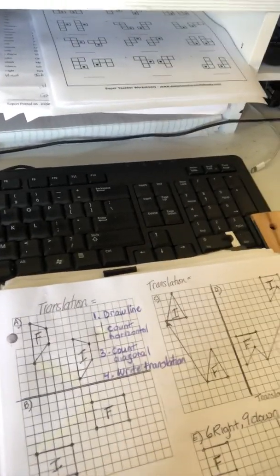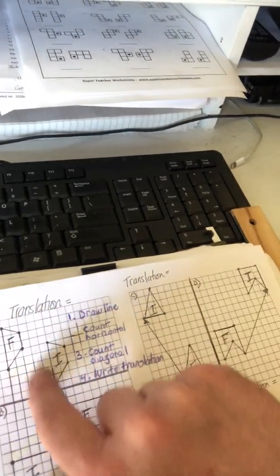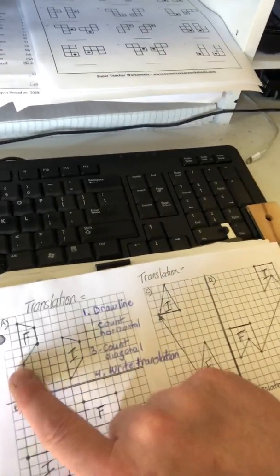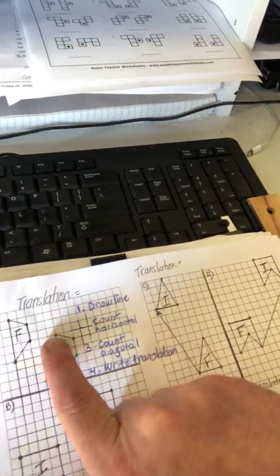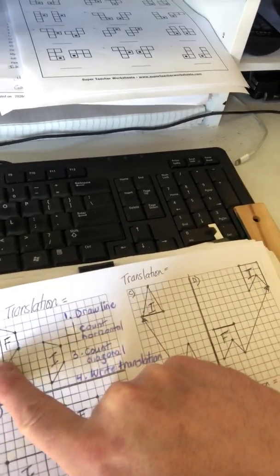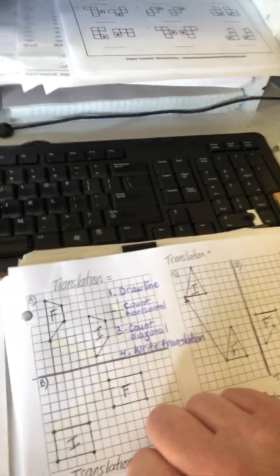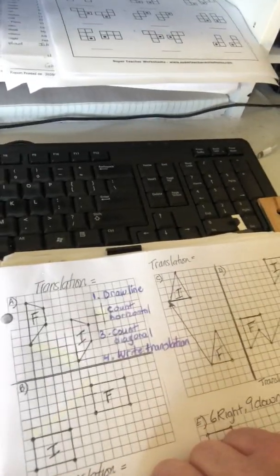And remember, when we're working with slides or translations, it did not turn. So when it started with the figure and moved to the image, notice the bottom is still the bottom. The top is the top. The left side, which is longer, is still the longer on the left side. It did not flip, it did not turn, it did not get bigger, it did not get smaller.